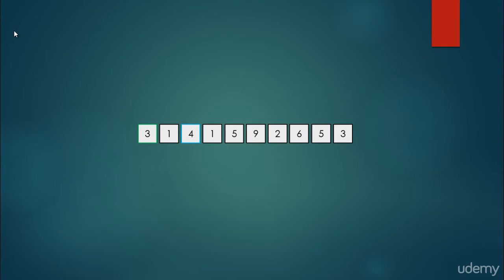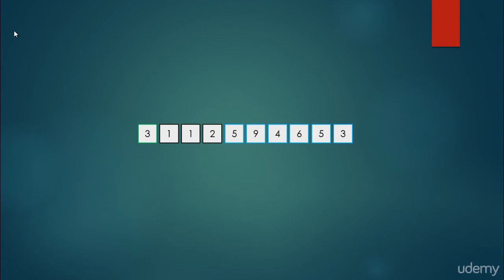4 is larger, so we mark this item. 1 is less than 3, so we swap the 1 with the 4. Then we keep going. 5 is greater than 3, so it's in the right position. 9 is greater than 3, so it's in the right position. But 2 is less than 3, so we swap it with the first marked number, which is 4. 6 is greater than 3. 5 is greater than 3, so it's okay. And 3 is equal to 3, so it is in a good position.